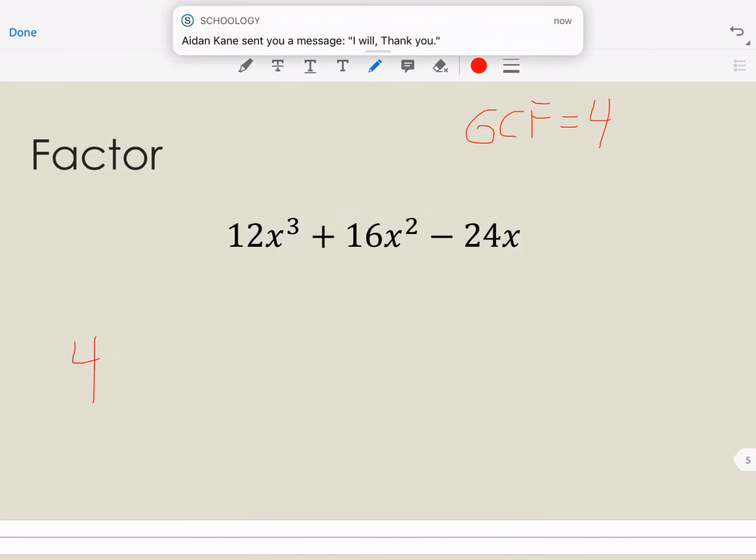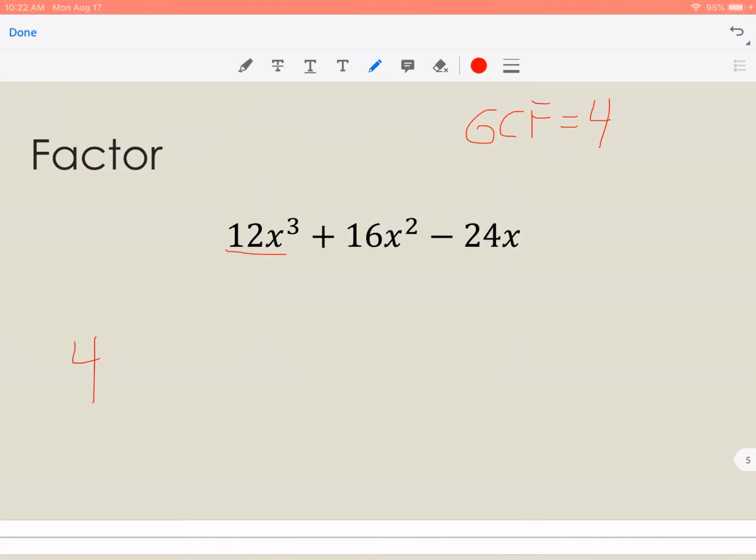First term only has 3 x's. Second term has 2. Third term has 1. So the most that they have in common is 1x. It's always the lowest exponent. So in other words, the single x. So again, draw parentheses. And what you're really doing is dividing everything by 4x.